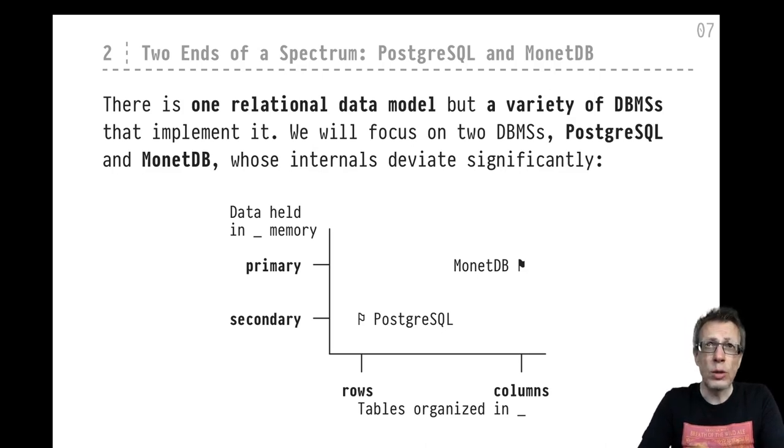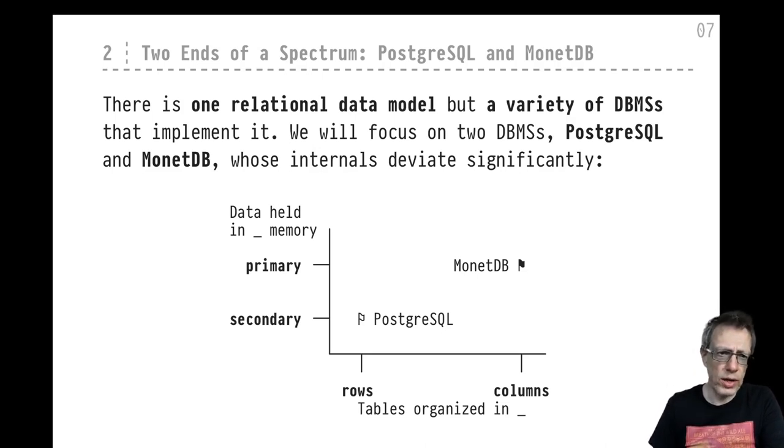There is one relational data model. It's the organization of data into regular rows and regular columns that you probably know already, but there are many implementations of that. There's a variety of implementations of the relational data model in different database management systems, or DBMSs. And this course will focus on two particular types of database systems and two particular instances. One is PostgreSQL, and the other is MonetDB. Both are relational database systems, but they implement the common idea of a relational data model in a completely different fashion, and that's what makes them so interesting to us.